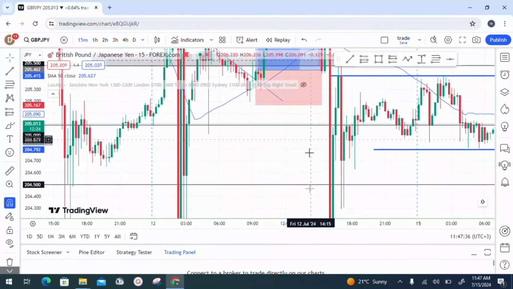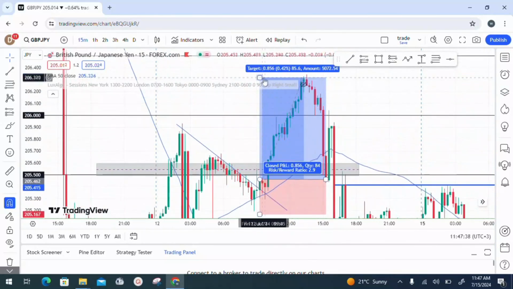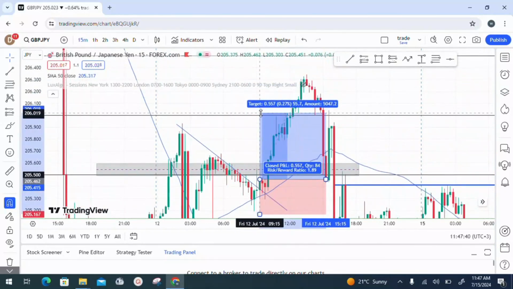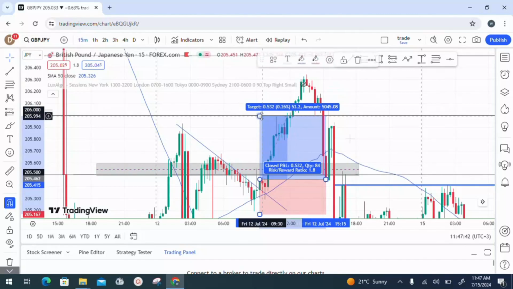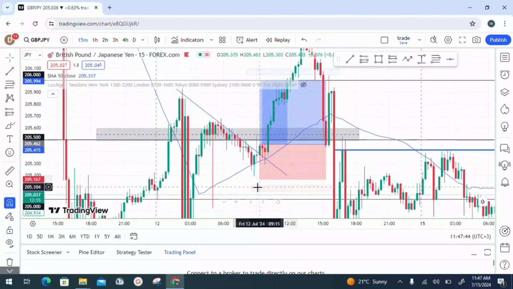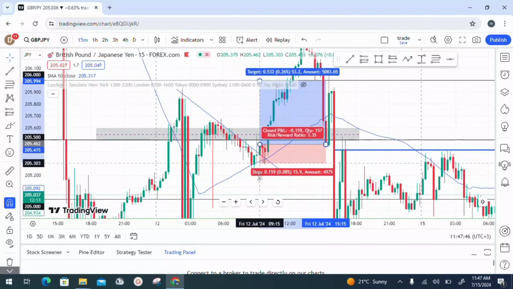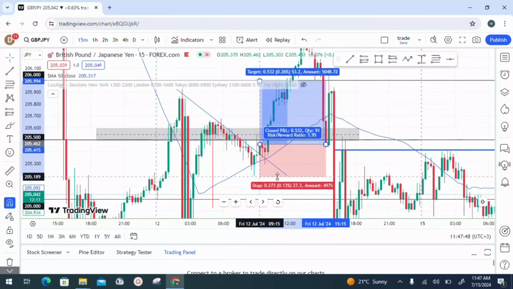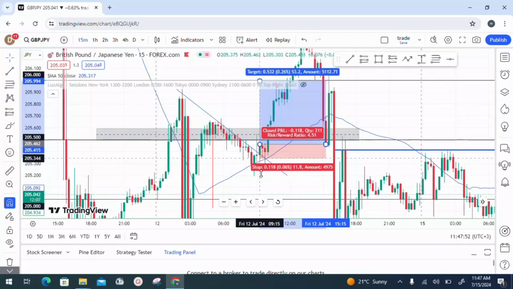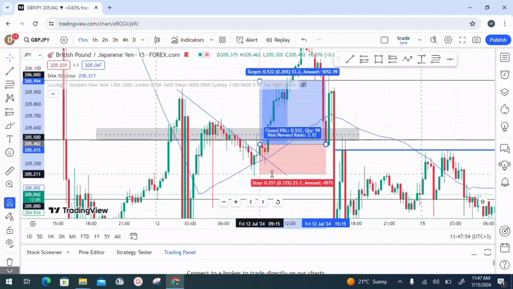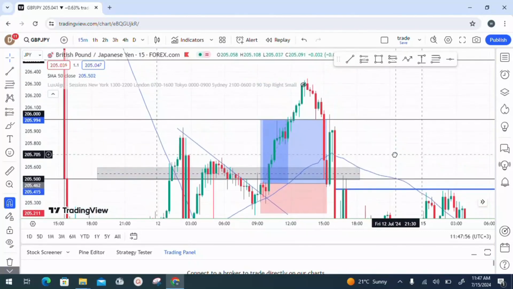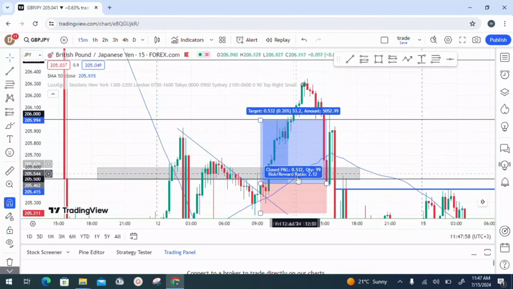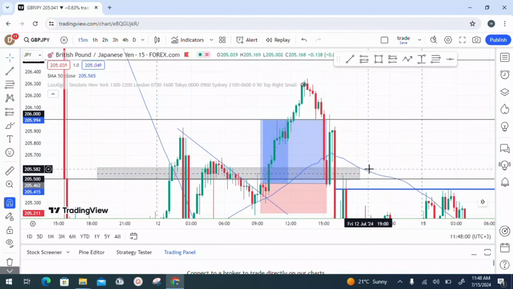And of course I'll just target the next psychological level, which will give us a very nice 1 point. If I get to push this one into around here, I can comfortably get almost 2:1. You can see I could have comfortably received that 2:1 risk to reward ratio.